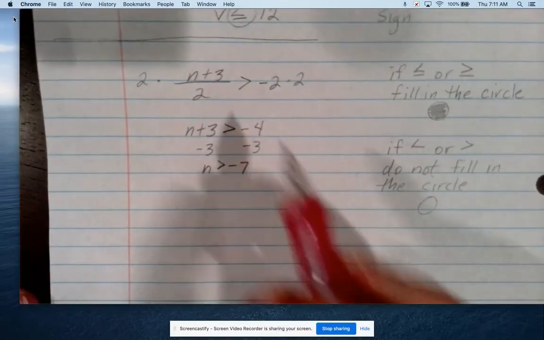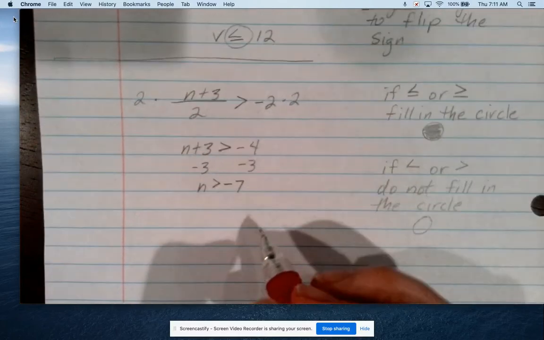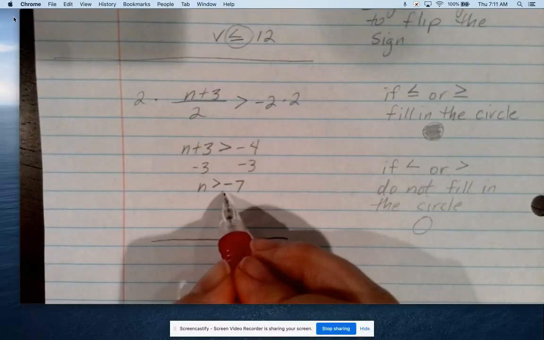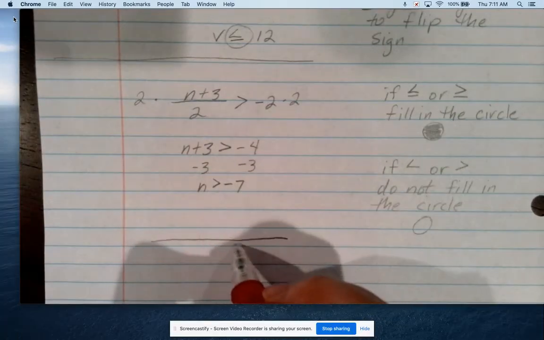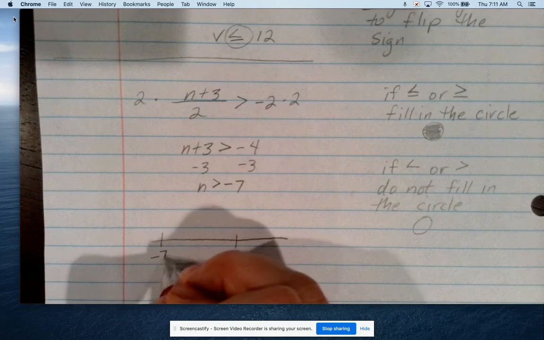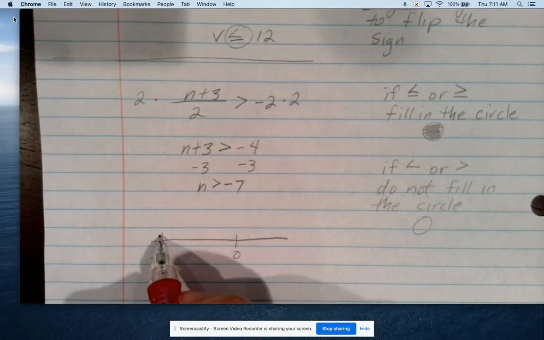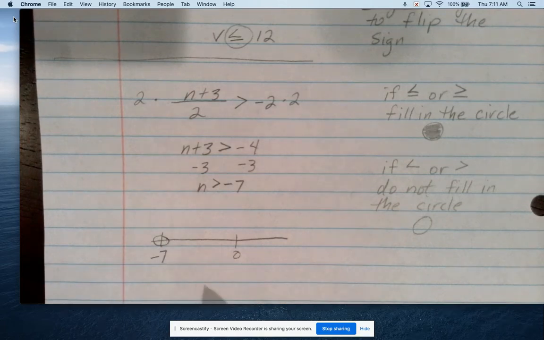And then let's fill in this one. So I have that n is greater than -7. So let's put 0 on here, and let's put -7. Notice it's not equal to, so I'm not going to include -7 because it can't be equal to -7, so I will not shade it in.